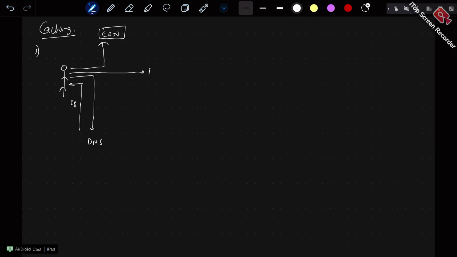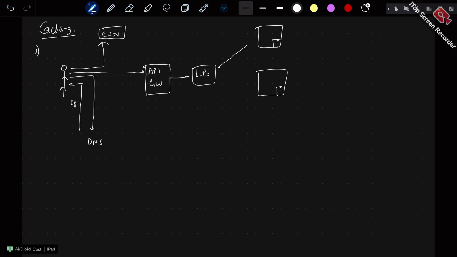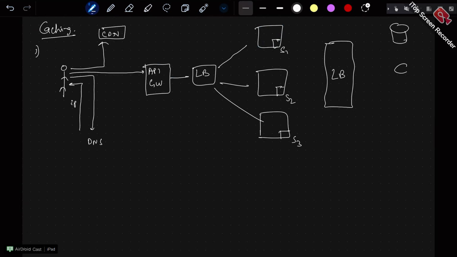the request goes to the API gateway. Then it goes to the load balancer of a particular microservice. Then you have the application server. This is the storage. Let's take three app servers: server 1, server 2, server 3, and then you have the load balancer on top of the DB layer. You have various databases.